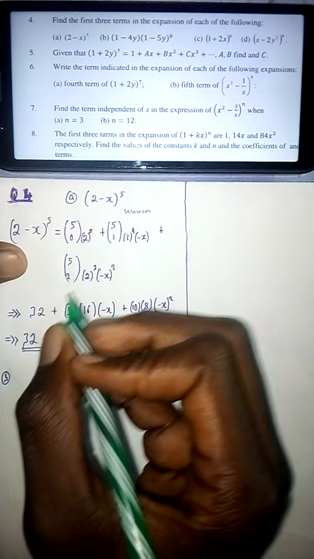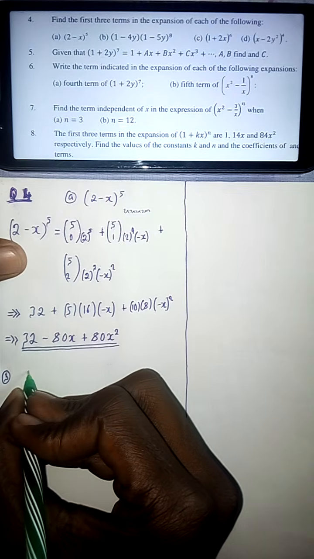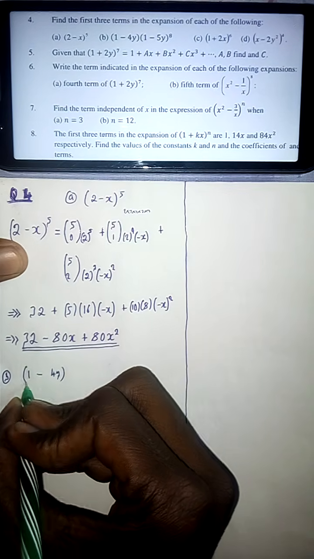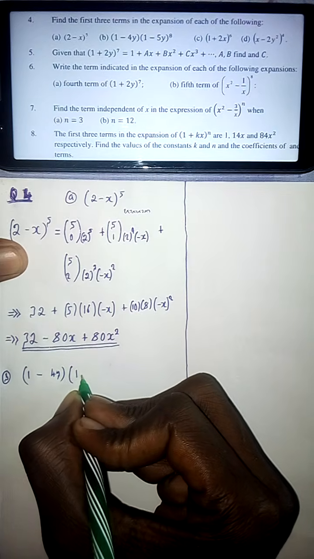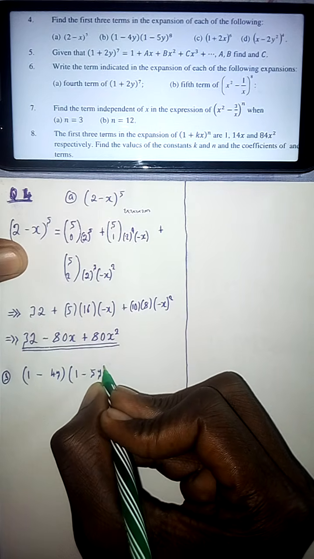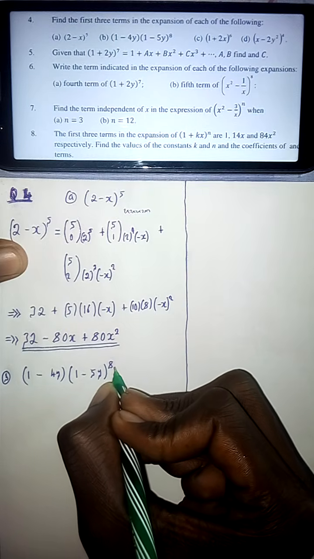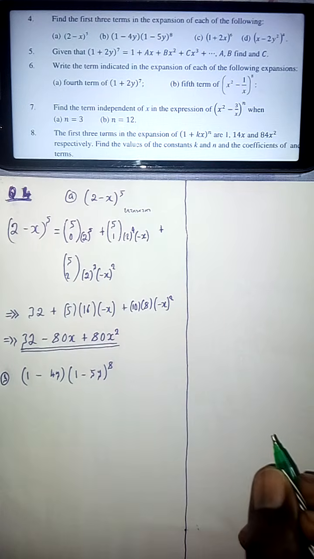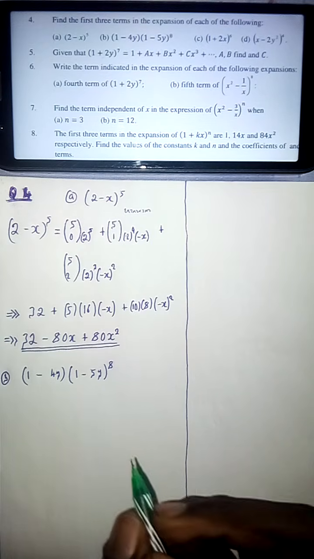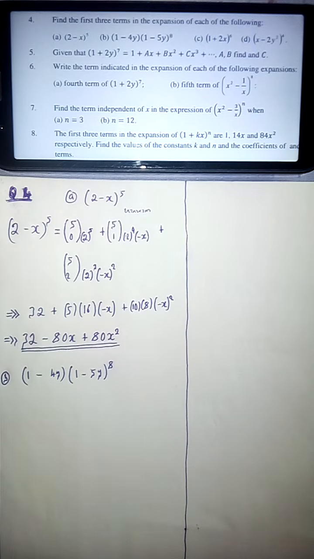So the b part, we have 1 minus 4y, 1 minus 5y. We have this. Okay, yes, guys. So how do we solve such a problem?